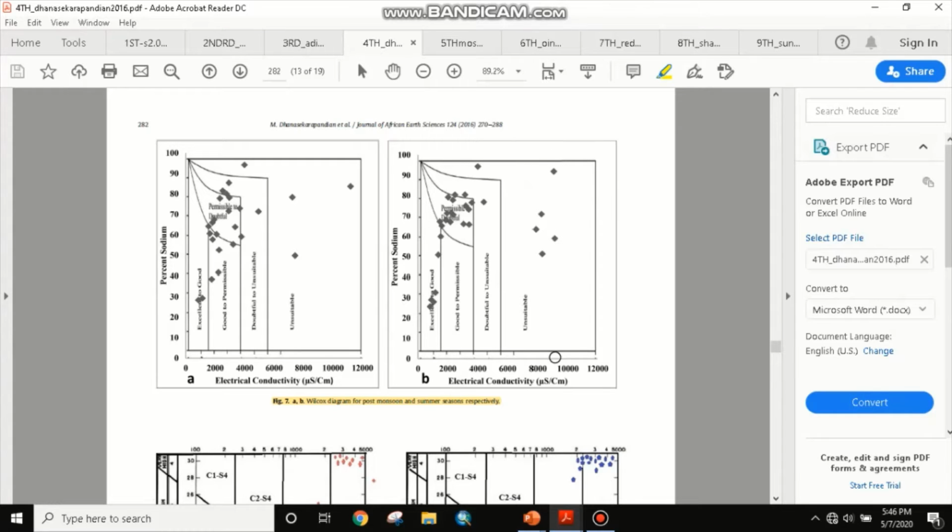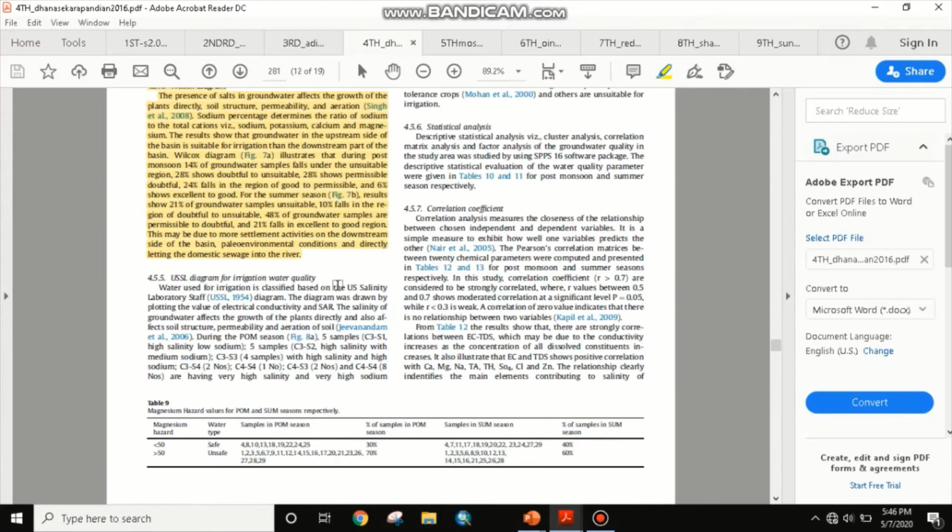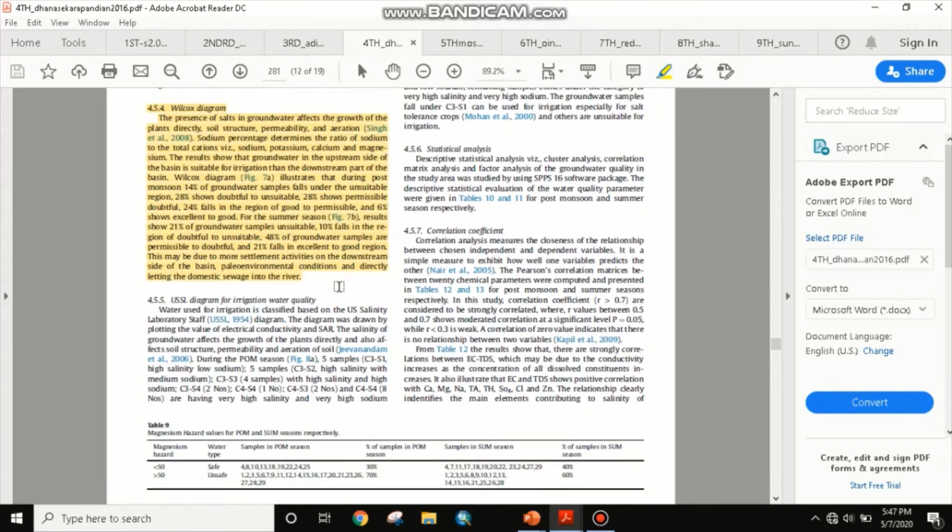If you see the unsuitable condition, the number of samples here is 5 and 6, but in post monsoon time, the number of unsuitable samples is only 4. Another thing is good to excellent quality. In post monsoon it is very less over here, whereas it is high over here. Most of the concentration of samples is in permissible to doubtful, and here also it is concentrated in the permissible to doubtful category. So that's the overall view of the Wilcox diagram from this research article.